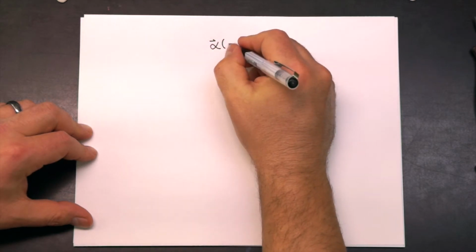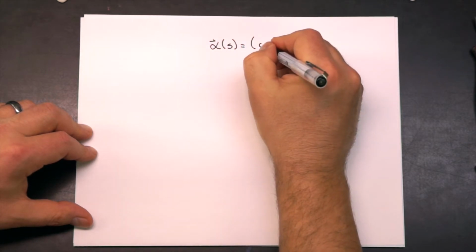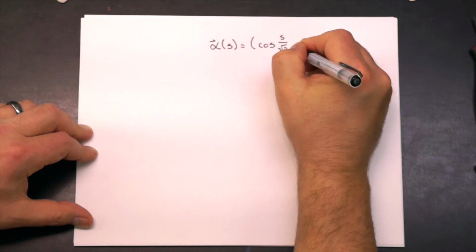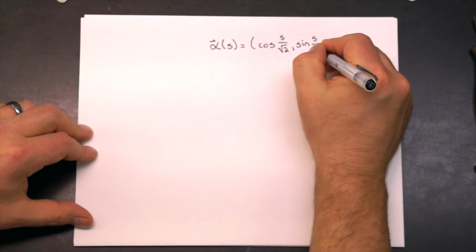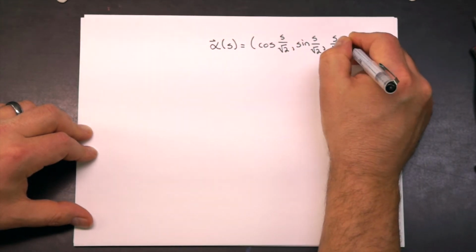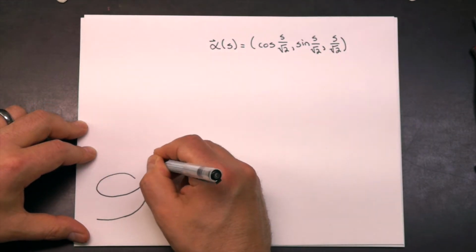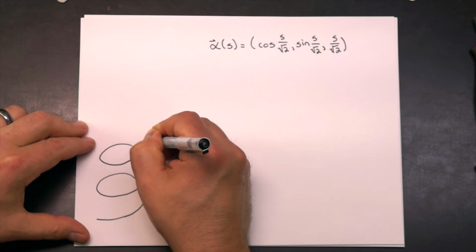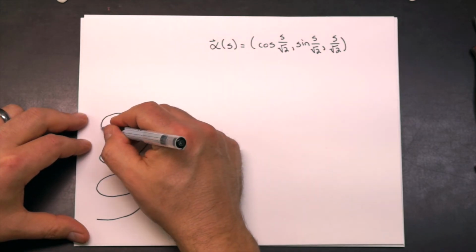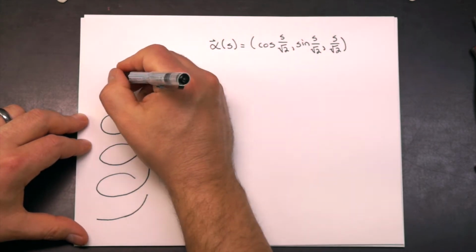Now we're going to compute the Frenet frame for a helix by writing down a parameterization. This one, cos(s/√2), sin(s/√2), s/√2, is already arc length parameterized, as we'll see in a moment by differentiating.